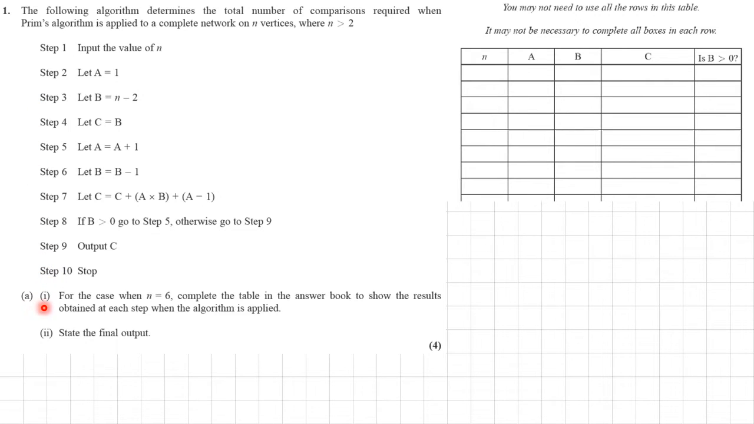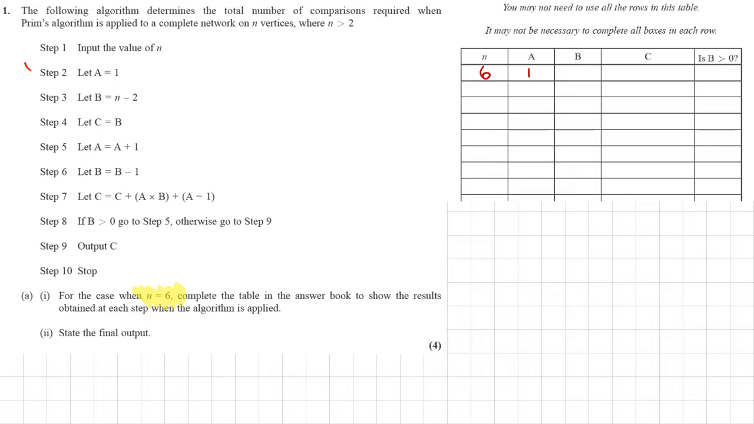Now, for the first part of part A, it says for the case when n is equal to 6, complete the table in the answer book, so that's this table here, or part of the table, to show the results obtained at each step when the algorithm is applied. Right, so we start with step 1, and step 1 says input the value of n, and the value of n is 6. So we'll put 6 in the table. We'll move on to step 2. It says let a equal 1, so we'll make a equal to 1.